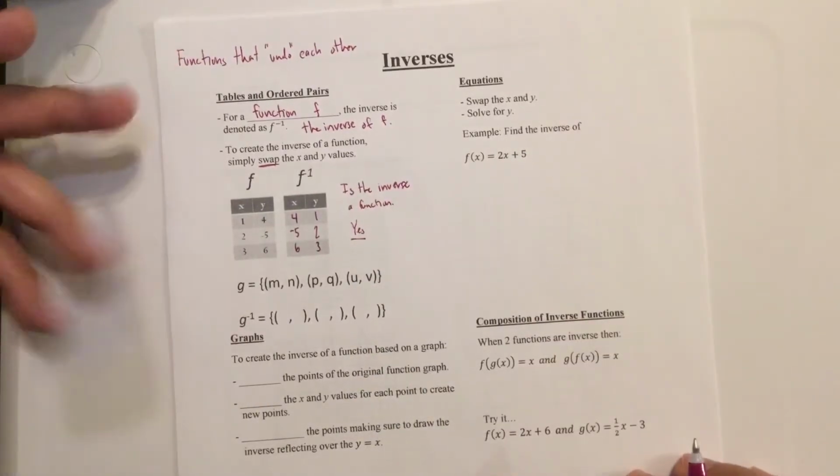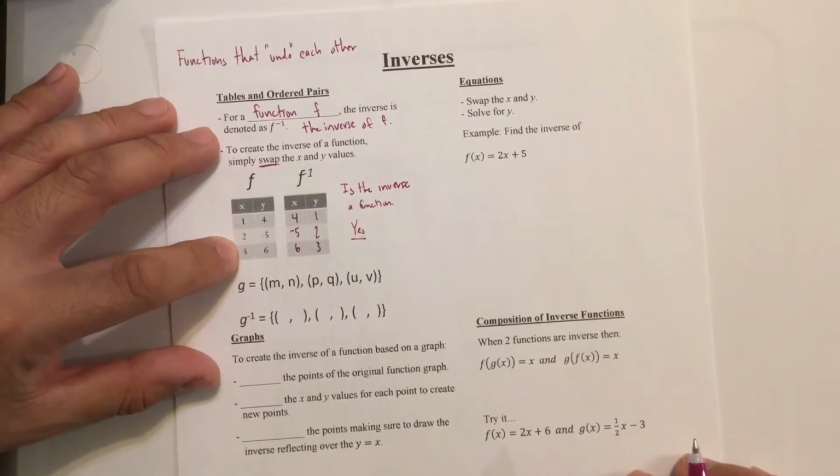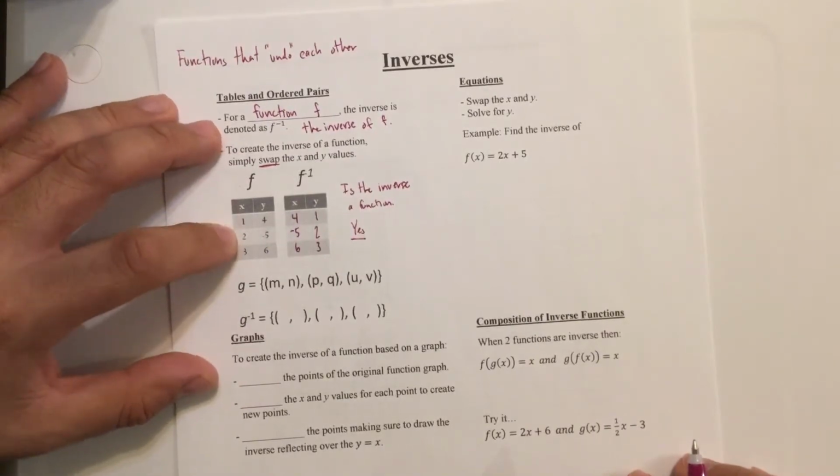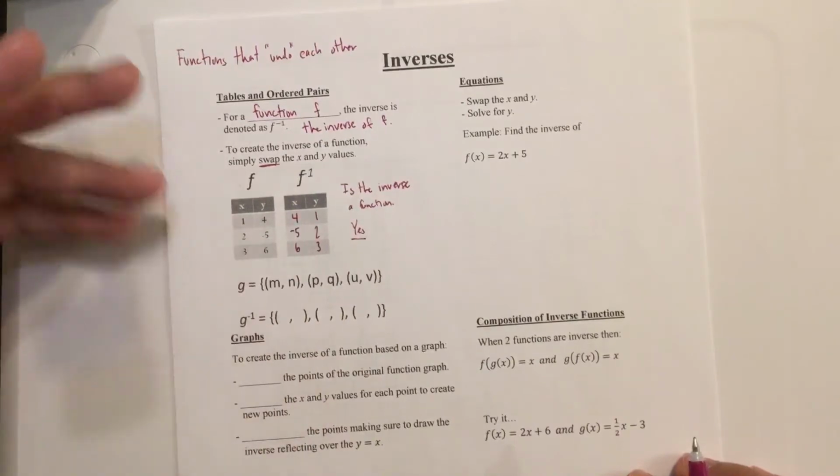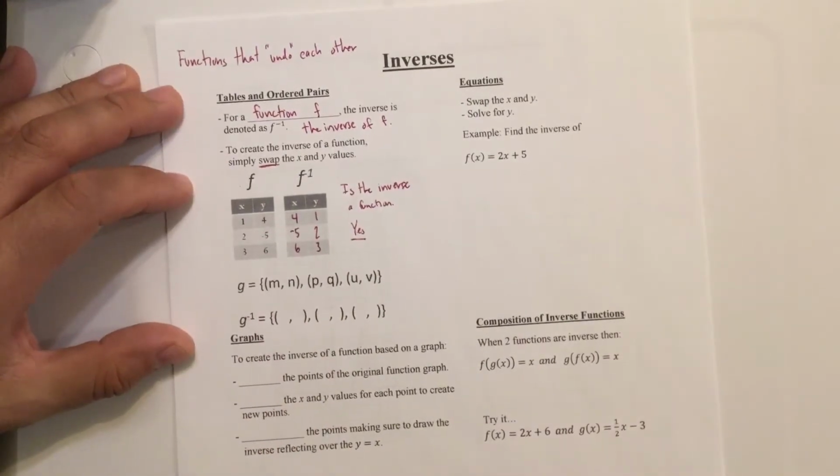And if you want to look at the original one, 1, 2, 3, we can tell that one is also a function because the x values do not repeat. But this one says, is the inverse a function? 4, negative 5, 6 do not repeat, and yes, it is a function because of that.